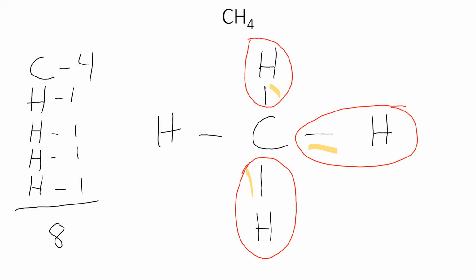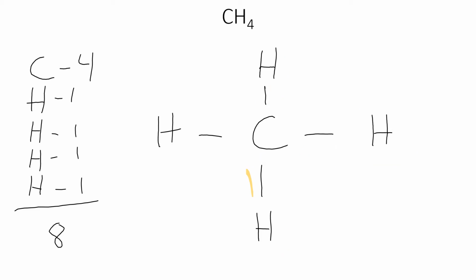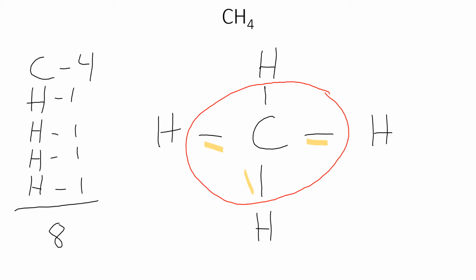Now, just because hydrogen doesn't follow the octet rule, doesn't have 8 electrons, that doesn't stop carbon from having to follow that octet rule. We still have to make sure that carbon is following that octet rule. So if we look around the carbon, do we have 8 electrons around the carbon? And when you count them up, 2, 4, 6, 8, the answer is yes.